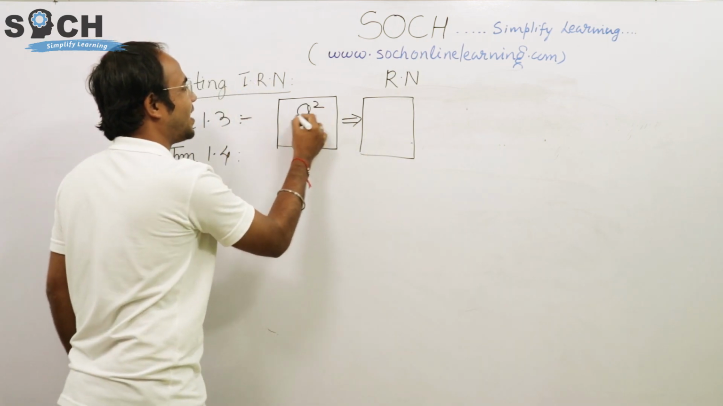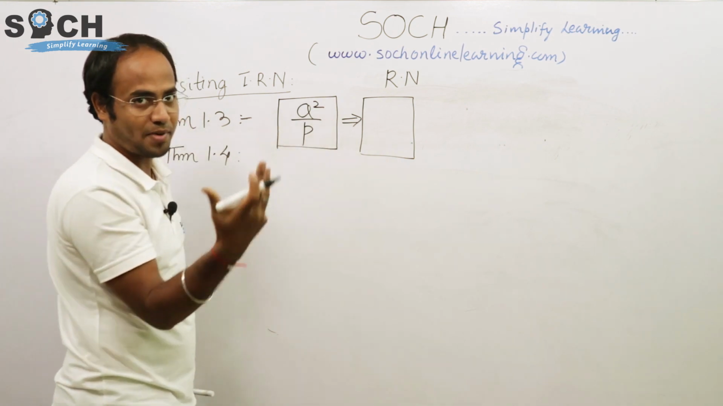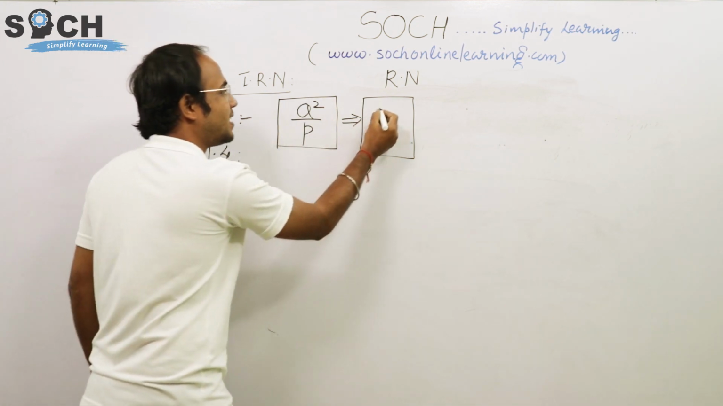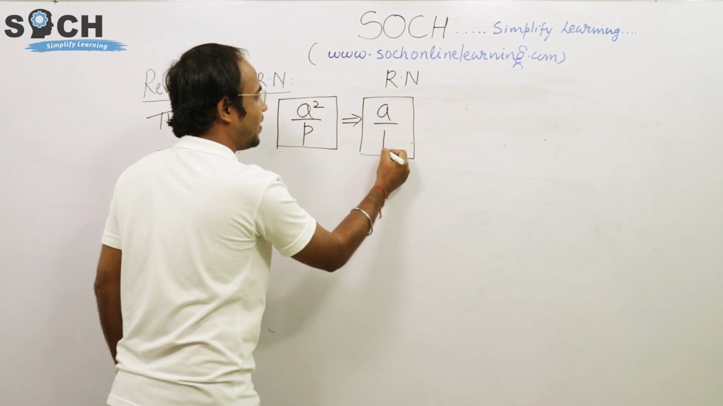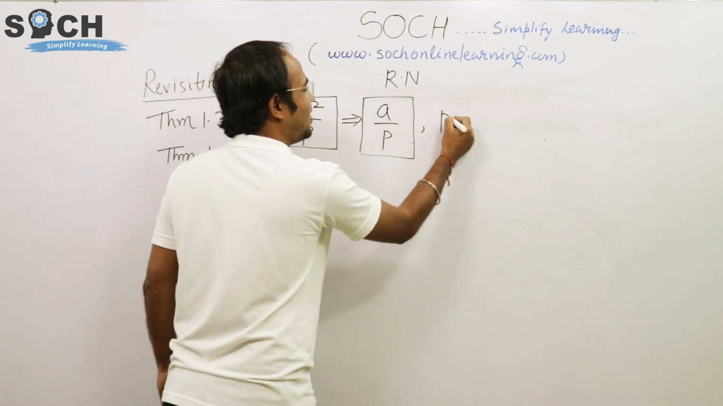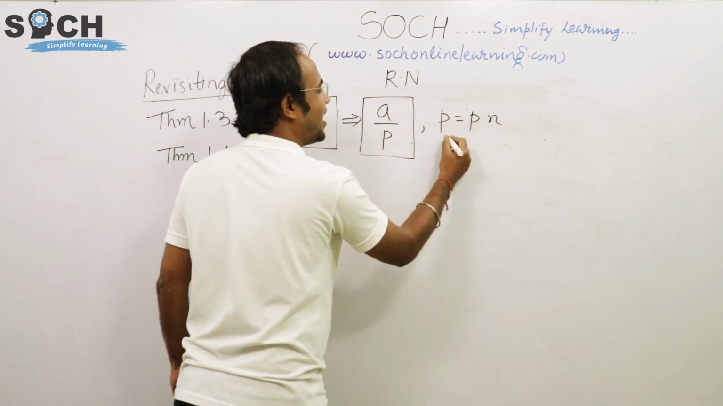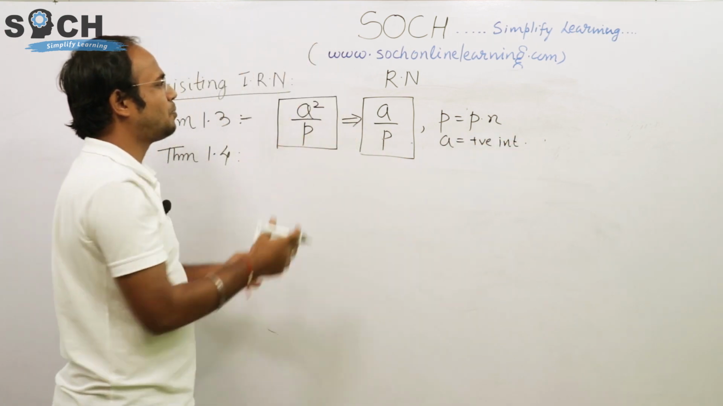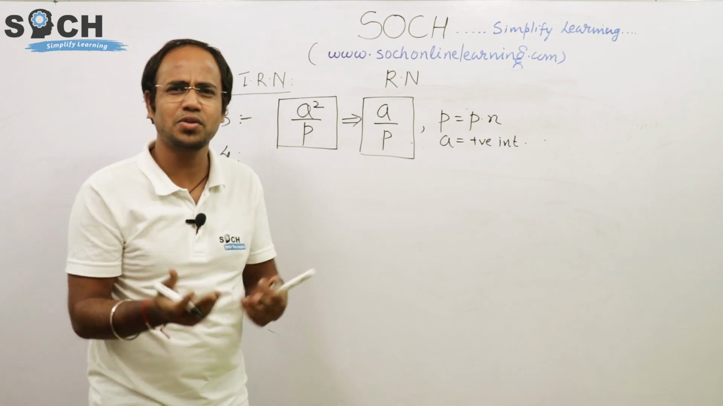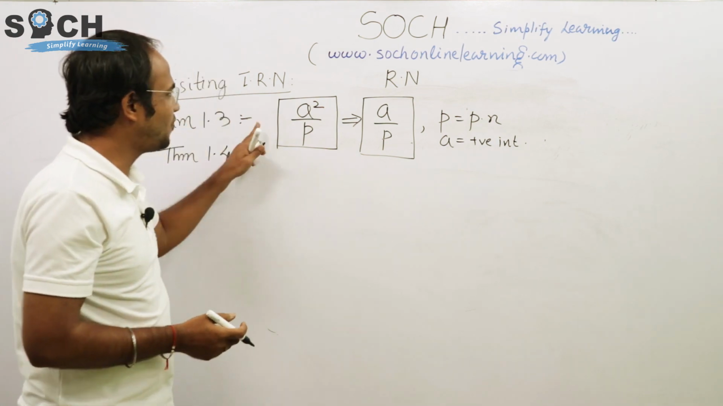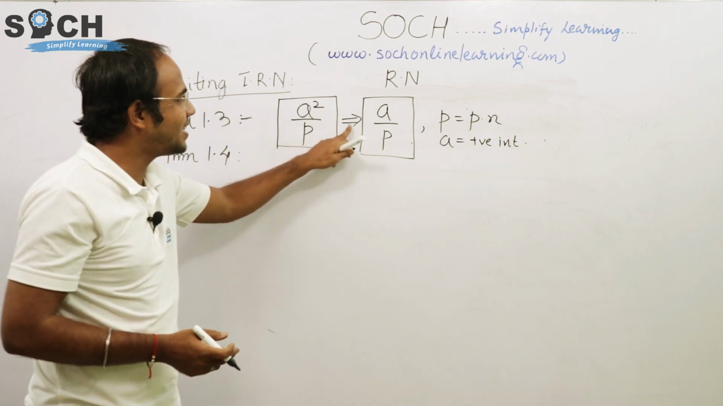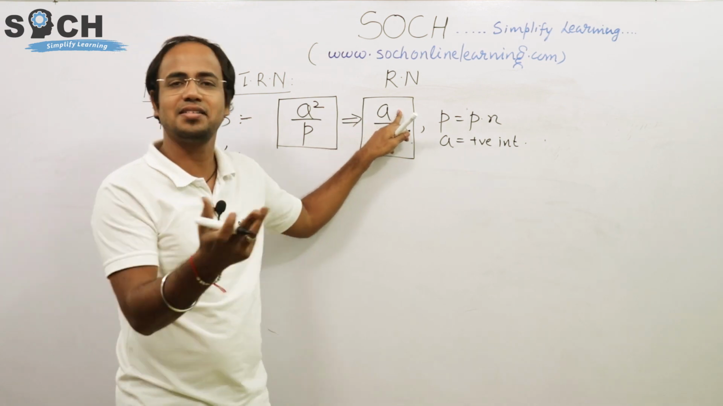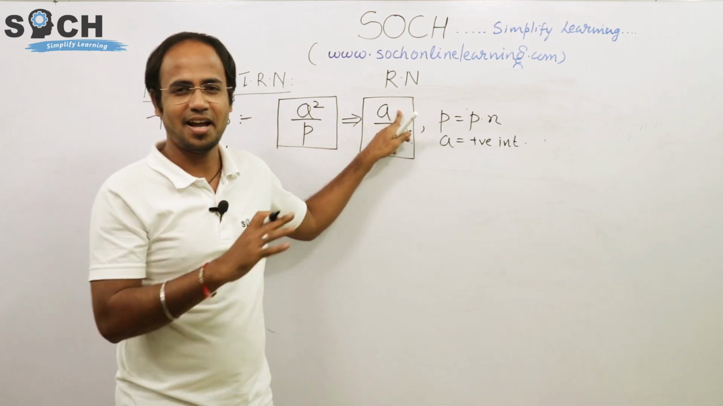Whenever a square gets divided by p, p stands for prime number, then this single a, that is a raised to 1, gets divided by p, where p is a prime number and a is a positive integer. Now you can reproduce this theorem. You can reproduce it in words: if p divides a square, then p divides a. This is the theorem. Over and out.